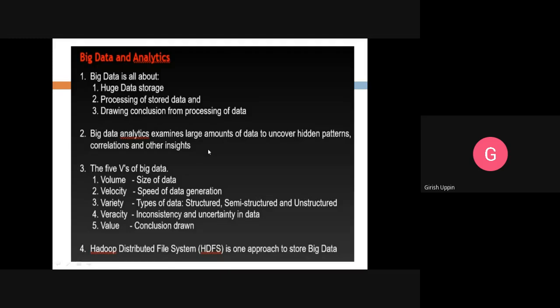Big data analytics examines large amounts of data to uncover hidden patterns, correlations, and other insights. So why do we want to do the processing on top of the data? We want to uncover if there is any hidden pattern, any kind of correlation, or any other insights. For example, the average temperature across each month. You can compare with some other city how it changed over a year.